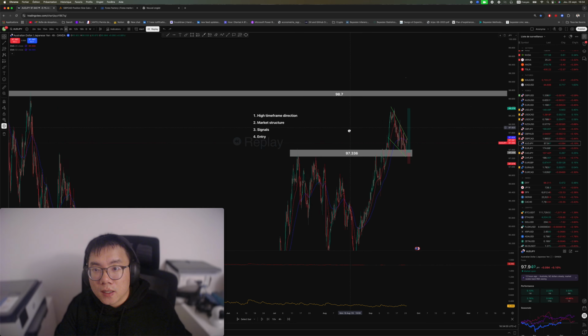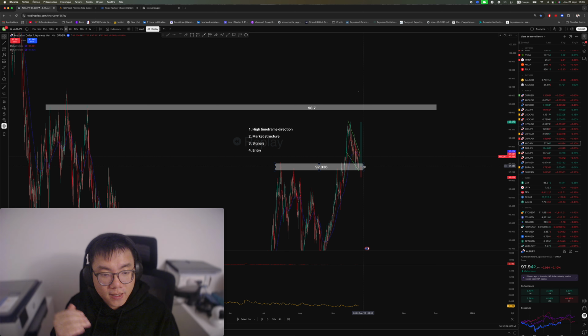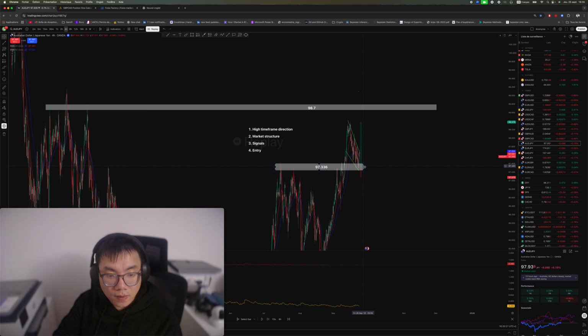So it's a 98.7 level. As you can see, there are lots of reactions here. So I think this one is not as important as the first one, but I want to mark out this level because since I want to go long, I want to see what is the next resistance level that can block my trade, right?